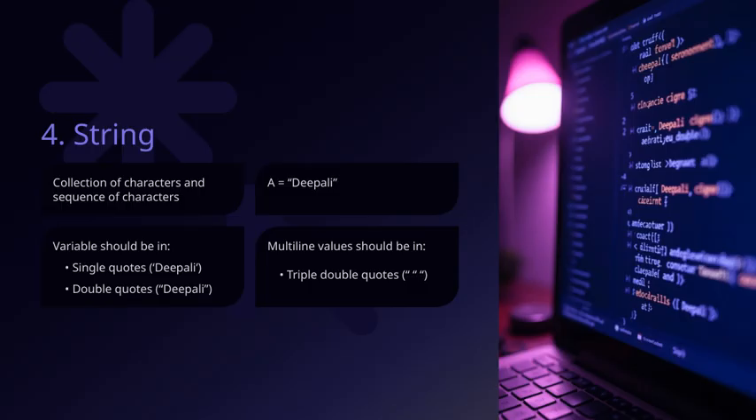When working with strings, you can also assign them to variables, such as a equals Deepali. This makes it easy to refer to that text later in your program. Now, sometimes you might want to include multi-line text or longer blocks of text. In such cases, you can use triple double quotes like this. This allows you to create strings that span multiple lines, which is really useful for formatting or large text blocks.